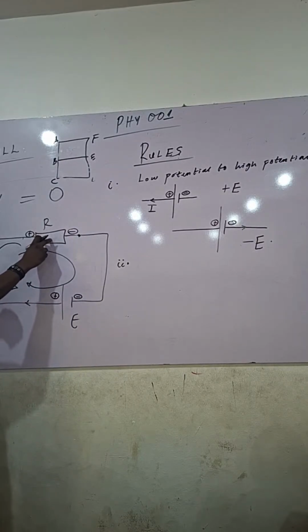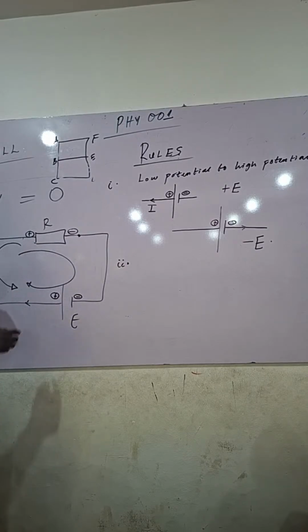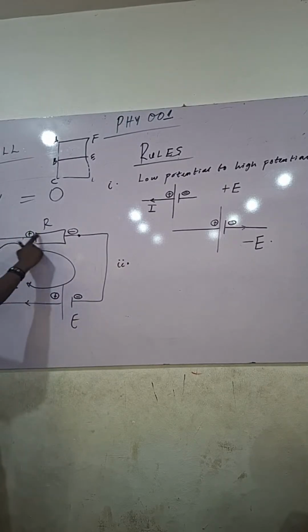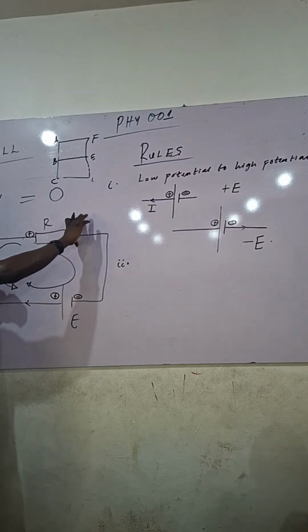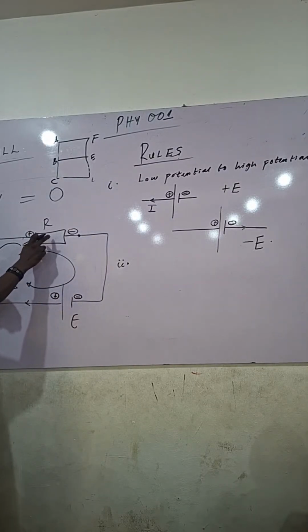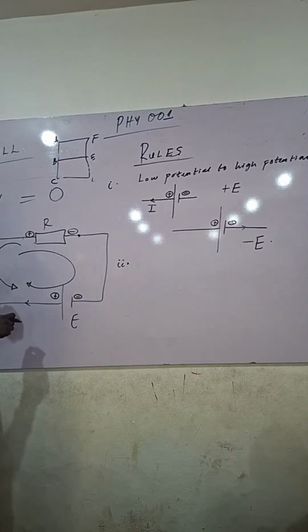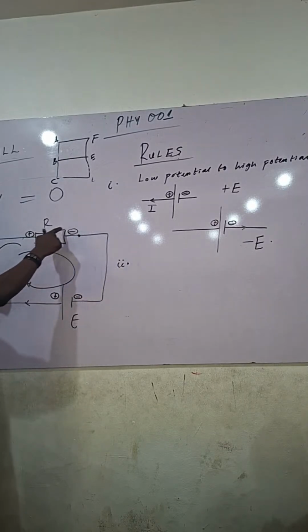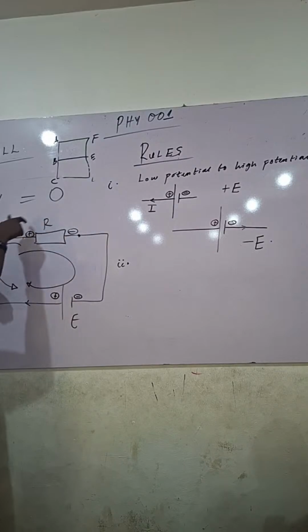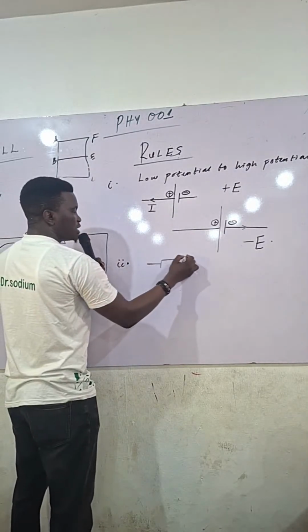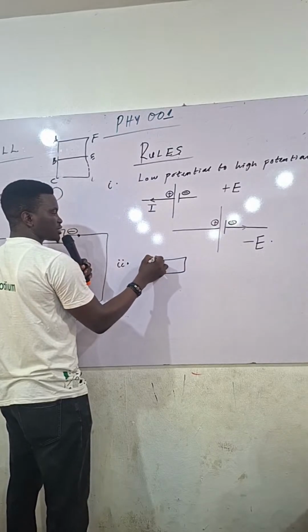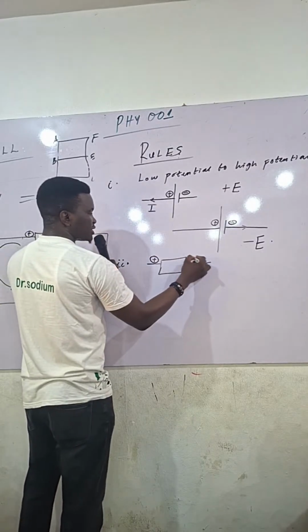Is that taken? So for a resistor now, if your current is going this way, that means you are going from positive to negative, so this one will be negative. If it's going this way, that means you are going from negative to positive, so this one will be given positive. That's the second rule.